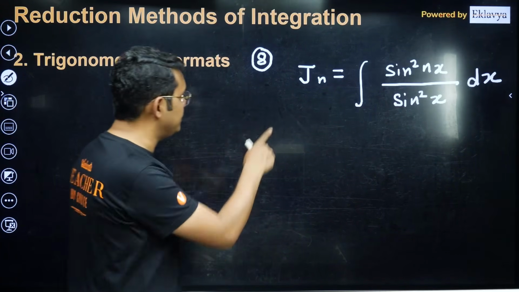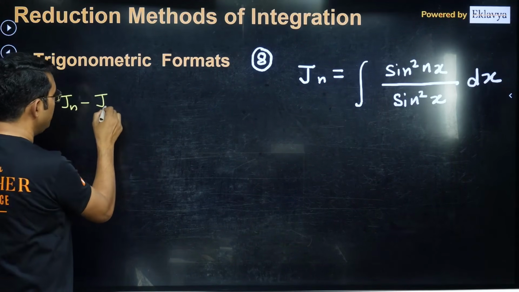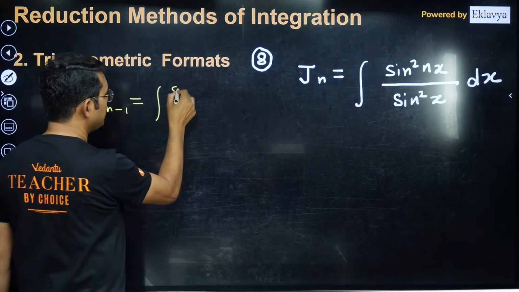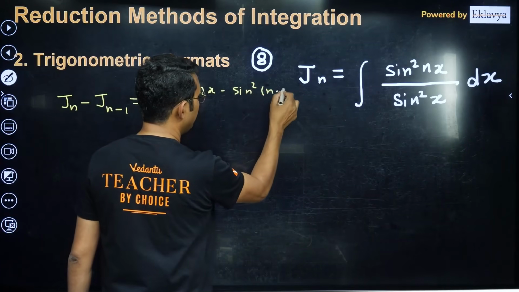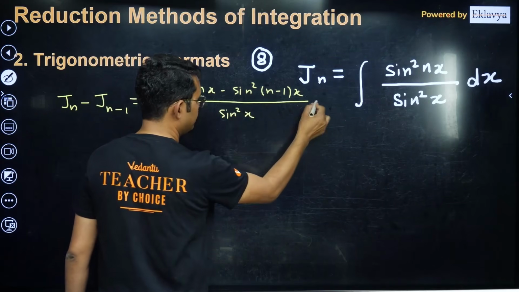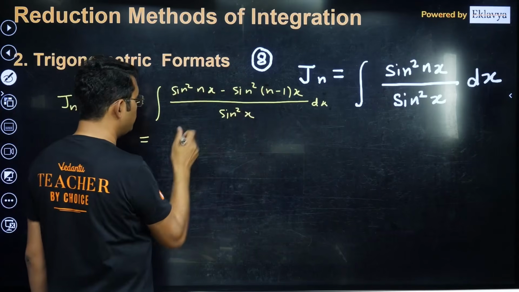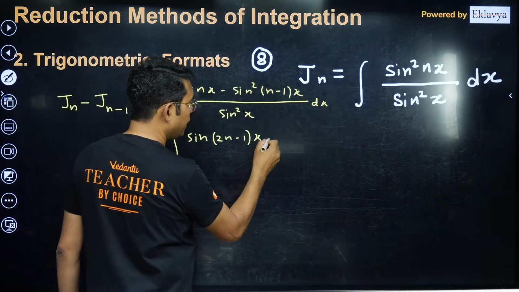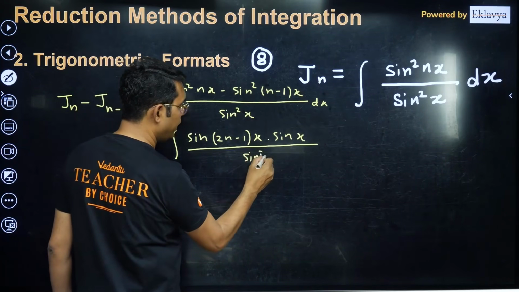There is a reason why I have taken this as Jx. Please see, I can write Jn minus 1 as the integral of sine square nx minus sine square (n minus 1)x upon sine square x. If you use the result sine square a minus sine square b, which is sine(a plus b) into sine(a minus b), which will be sine (2n minus 1)x into sine a minus b, so just sine x, upon sine square x dx.